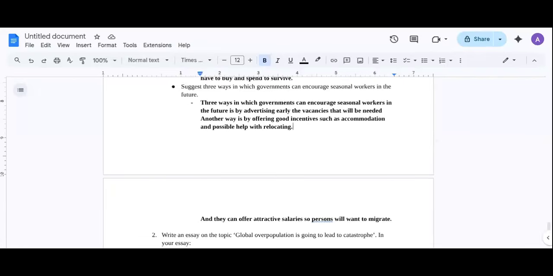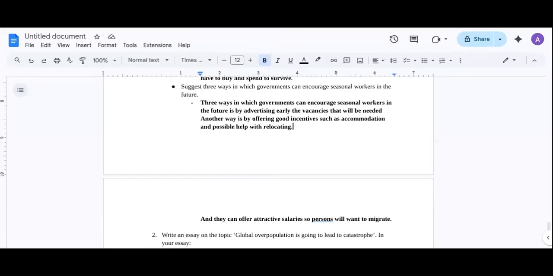Can anybody add anything else there that the government can use to encourage seasonal workers? Anything other than those 3? All right. Let's go to the next question.